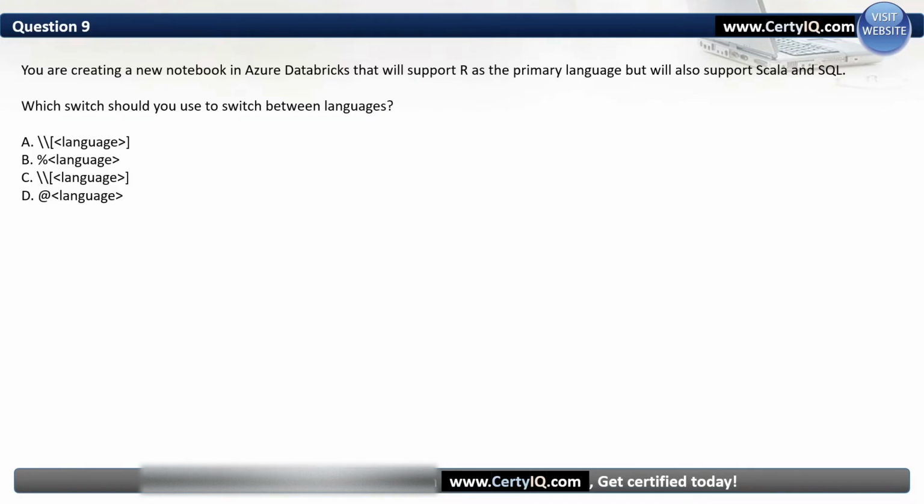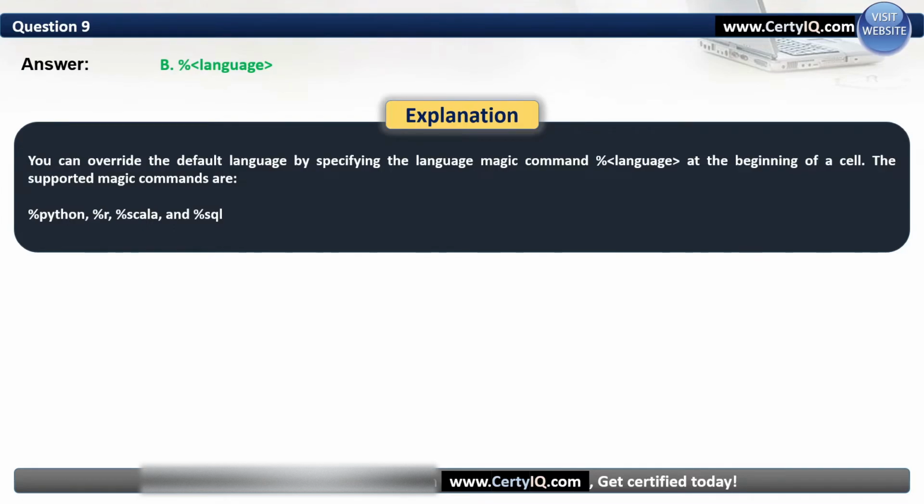Question 9. You are creating a new notebook in Azure Databricks that will support R as the primary language, but will also support Scala and SQL. Which switch should you use to switch between languages? The correct option is B. %language. You can override the default language by specifying the language magic command %language at the beginning of a cell. The supported magic commands are %python, %r, %scala, and %SQL.